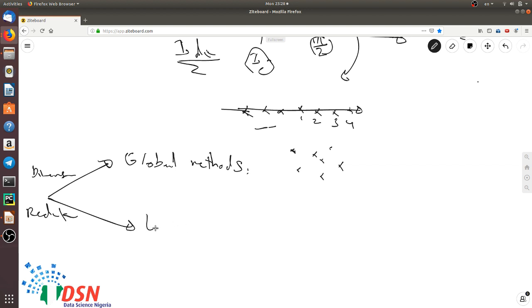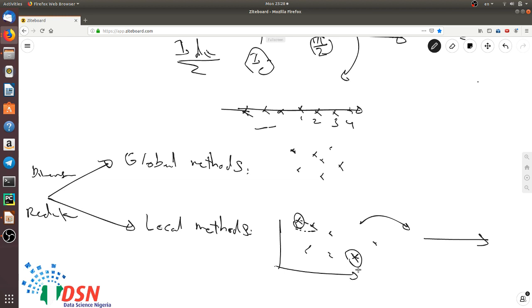The second category is local methods. Local methods assume that only the local distances are reliable in high dimensions. So let's say we have something like this. In local methods, the distance between these two is important. The distance between this one and this one probably is not very important to preserve in the low dimensional space. So if we want to convert that into a 1D space, we just want these two to have the same distance, but we don't give importance to the distance between this one and this one. This could be here or there. So we call these local methods.